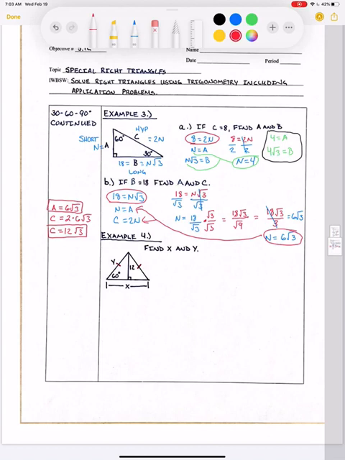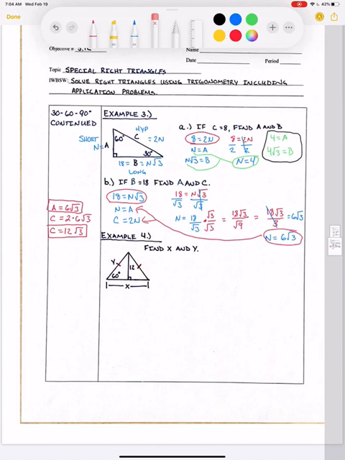All right, example 4. We're going to solve for x and for y. So we have a triangle here. The little red tick marks on the sides right here, so here and here, it means these two sides are the exact same length. Okay. What I need to do is solve for x and y.